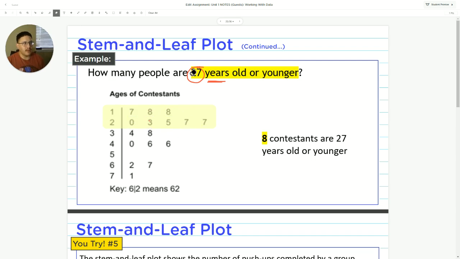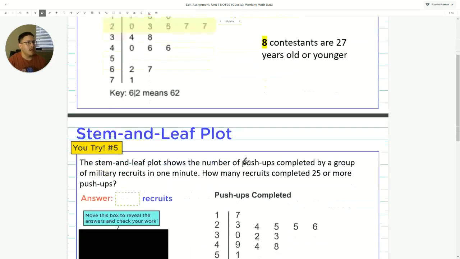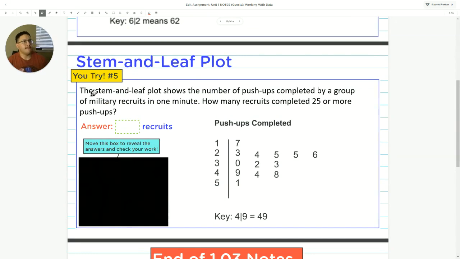Again, read the word problem. Determine what part of the data we're focusing on to answer our problem. And that's it. Okay, you try number 5, stem and leaf plot. How many recruits completed 25 or more push-ups? So look at the data set, determine where 25 is located or more, count those up, and then that will be your answer. Okay, so at this time, pause the video, try this out on your own, check behind this box to see if you did this correctly. Otherwise, I'm going to continue on and show y'all how to do this.